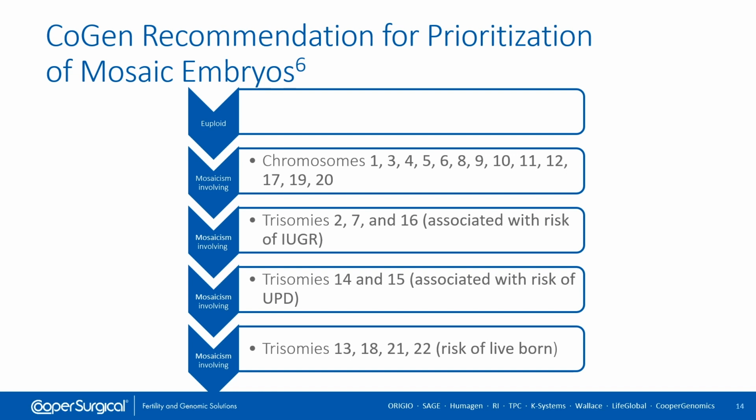I would also like to point out that neither set of guidelines addresses the possibility of transferring embryos that have segmental findings. So an embryo that has a deletion of a portion of a chromosome, or an embryo that has a duplication of a portion but not the entire chromosome. Neither set of guidelines addresses how those embryos might fit into this prioritization schematic.